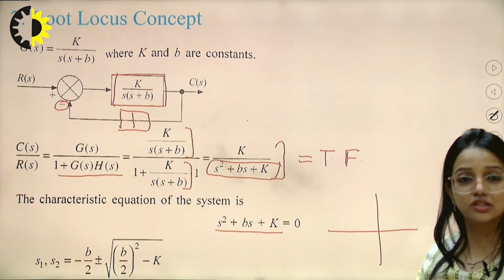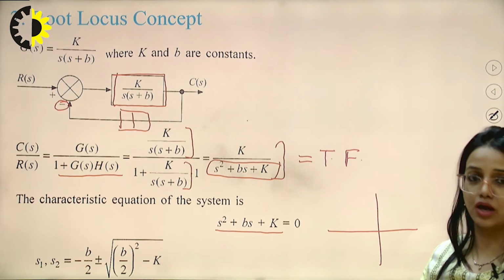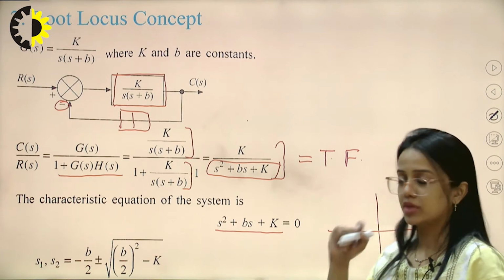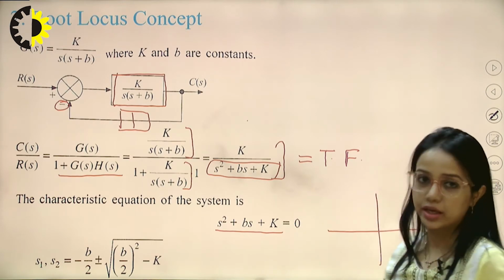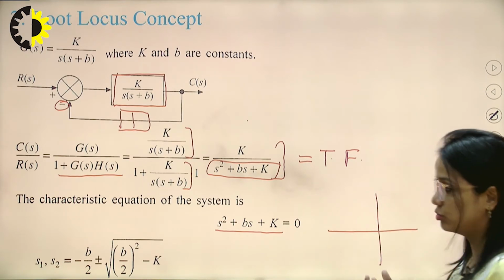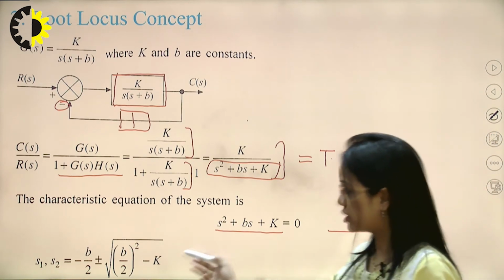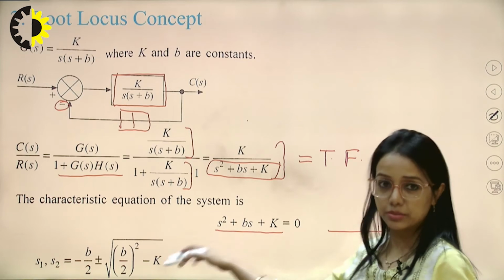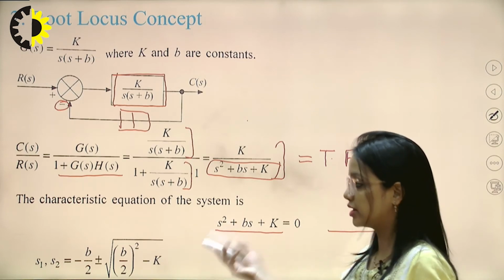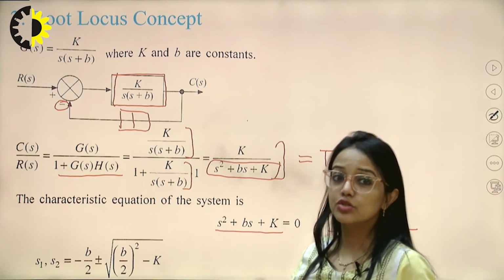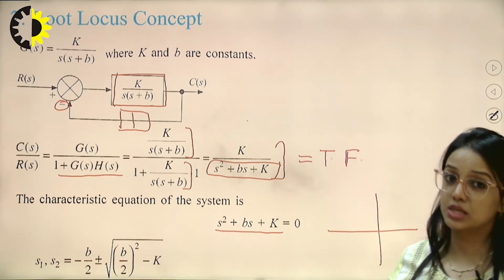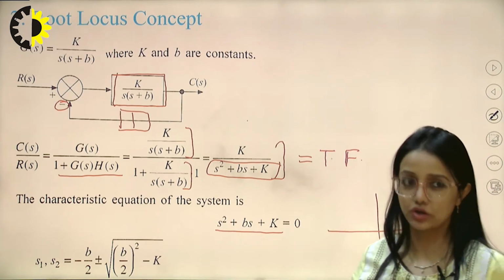The answer to this question is no. I cannot plot it now. Why? Because I don't know the value of k and b. So let's assume some values of k and b. Let's assume that k is equivalent to b by 2. Let's assume k is greater than b by 2. Let's assume k is less than b by 2. So let's assume these things and find out whether the system will be stable for that particular assumption or not.